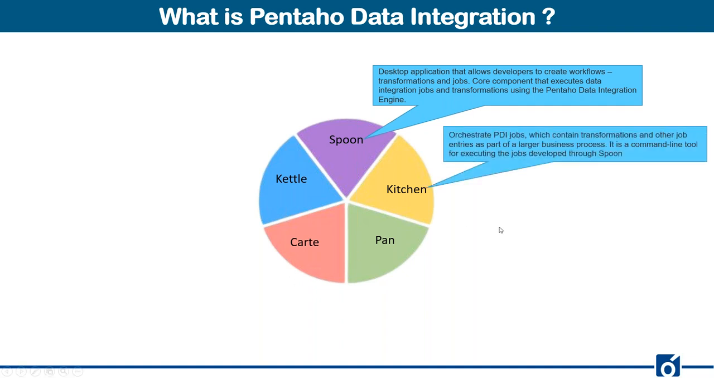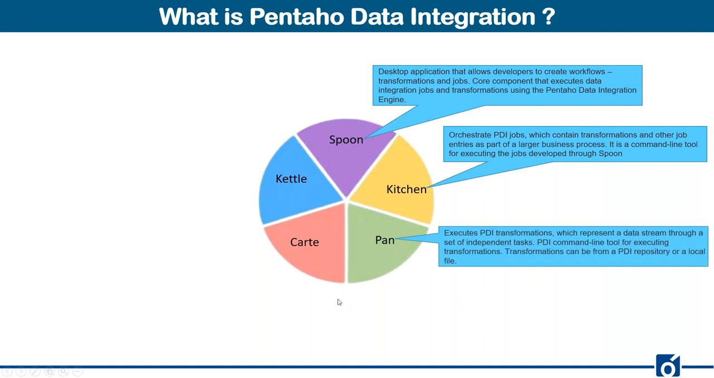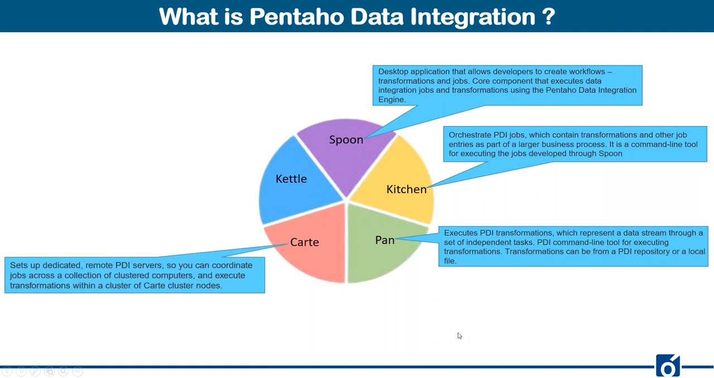Now Kitchen. Orchestration of jobs as well as running the job is handled by Kitchen, and Kitchen is also configured with Spoon, so that through the GUI itself we can run transformations and jobs. Pan: the way Kitchen is responsible to run and orchestrate jobs, Pan is responsible to run transformations. So Spoon is connected with Kitchen and with Pan, and Kitchen and Pan help Spoon run jobs and transformations.